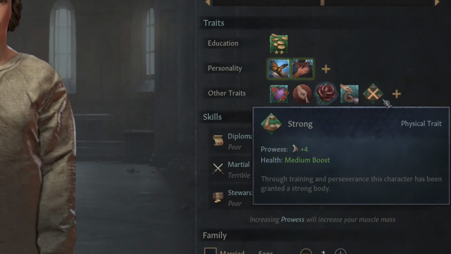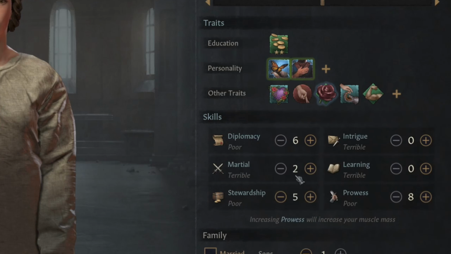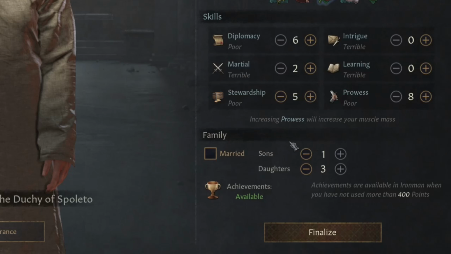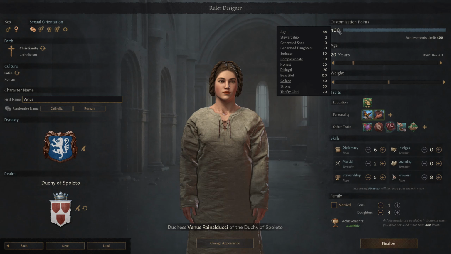Strong, so we'll live longer. Disloyal for the point refund. I had 1 remaining point for stewardship, and 4 children here to get alliances, and 1 son for inheritance. Here's the total breakdown here.